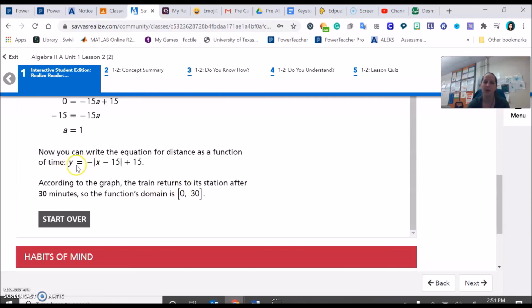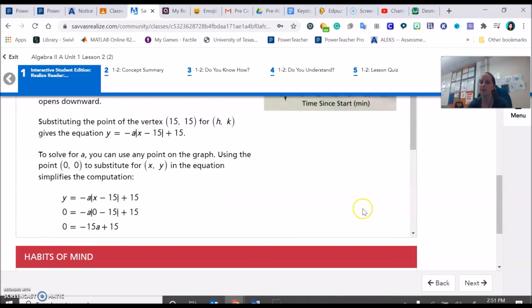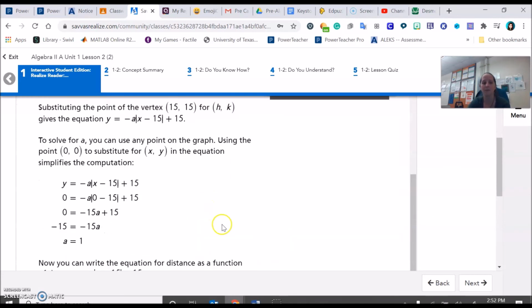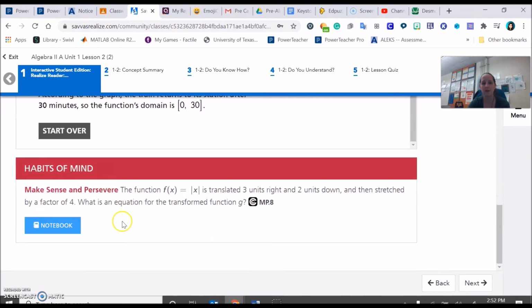Okay, so that means that my graph is y equals negative absolute value of x minus 15, plus 15. According to the graph, the train returns to its station after 30 minutes, so the function's domain, looking back here at my function, is [0, 30]. Okay, remember, range is your y, domain is your x, your time in this case.